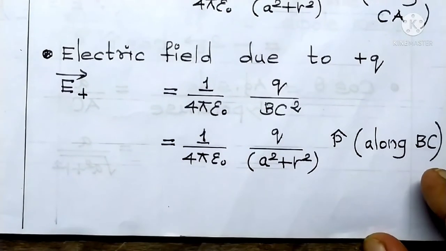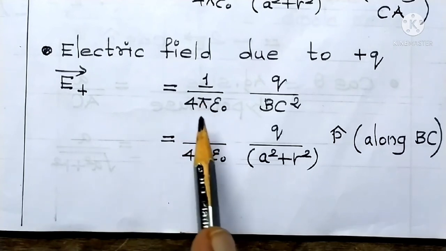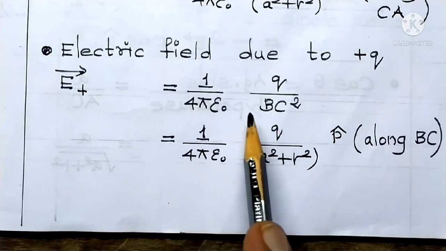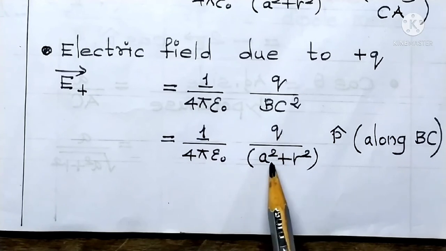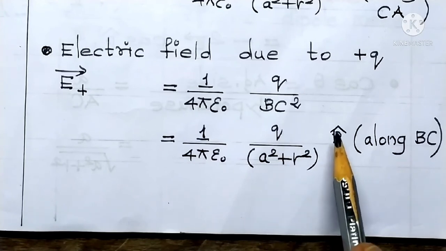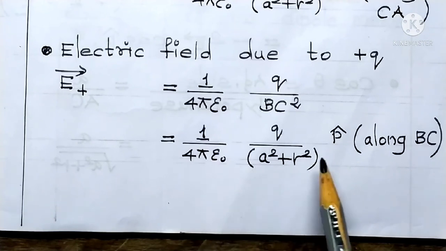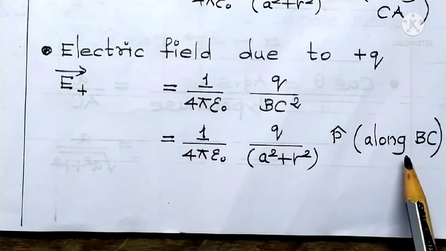Here electric field due to plus Q. This is E plus vector is equal to 1 by 4 pi epsilon naught Q by, here the distance is nothing but BC, so BC squared. So 1 by 4 pi epsilon naught, BC squared is nothing but a squared plus r squared. We have to write the unit vector p cap. This electric field is acting in the direction along BC, that is from B to C.